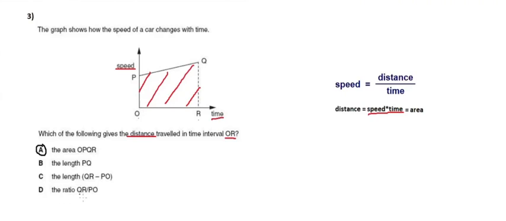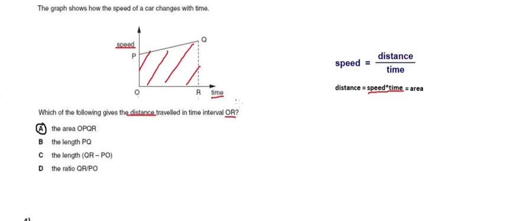Here the ratio QR divided by PO, that is nothing but QR divided by PO. So that is also the ratio of the speed, that will be in Euclid's quantity. So that cannot be the answer. The answer is nothing but the area under this speed time graph.